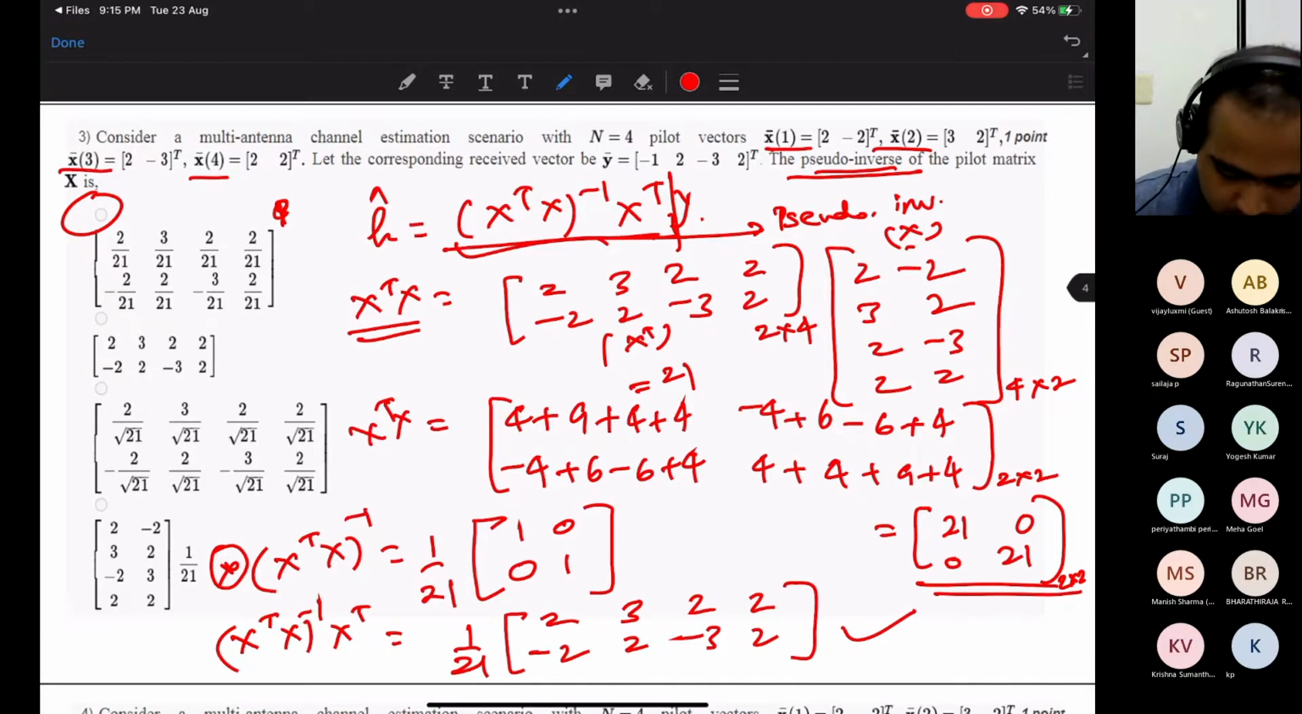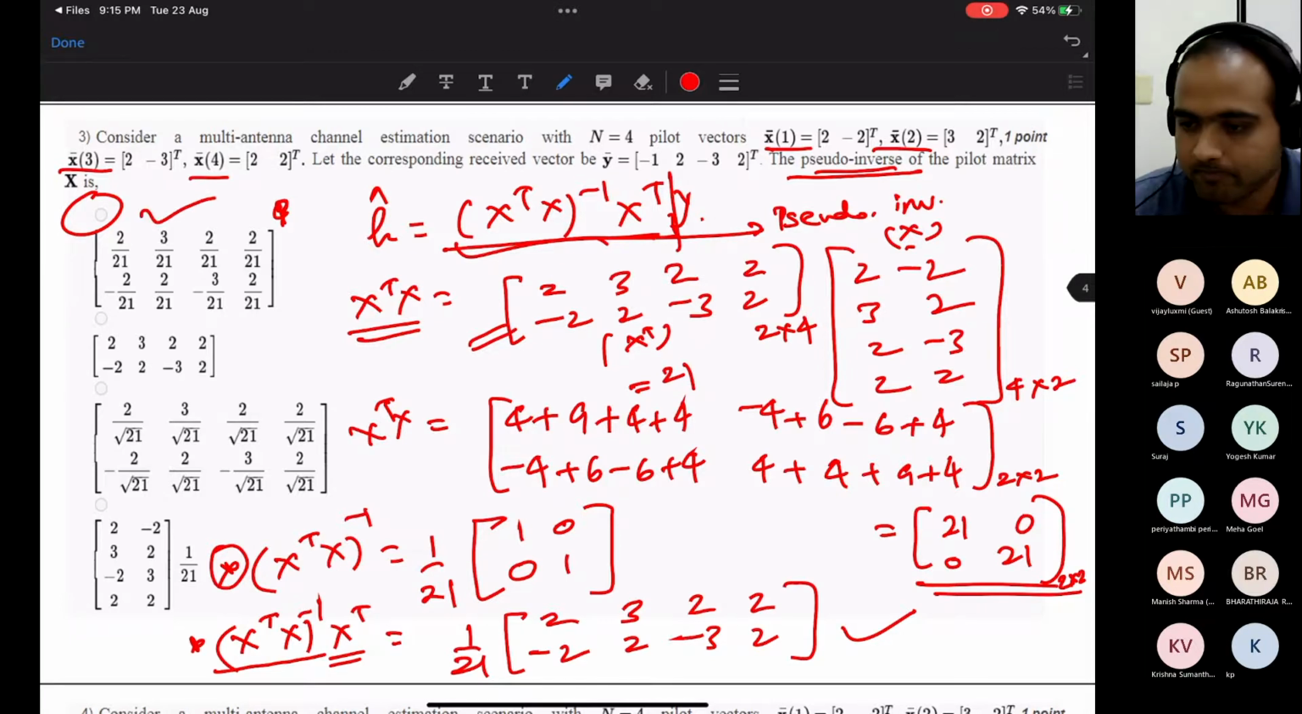And then finally, for the pseudo inverse, this X transpose X inverse is multiplied with X transpose. So basically what you have is 1 by 21, and this is my X transpose. So you basically get A. Any doubt in this question? Please feel free to raise hand and ask. Anybody? No? Okay.